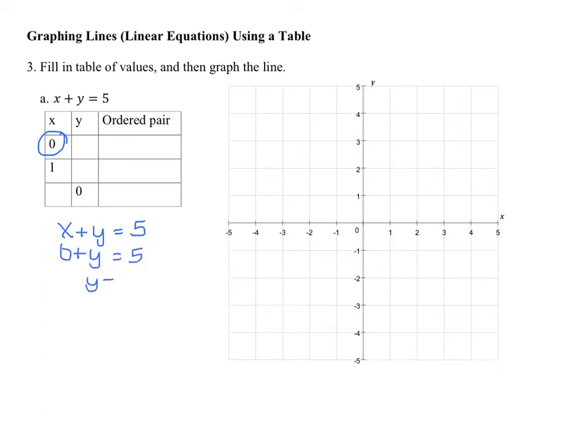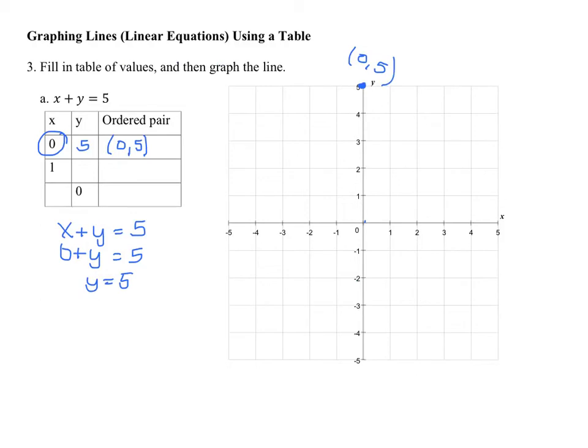So y is equal to 5. So the ordered pair is 0, 5. And I can graph that ordered pair because I know how to do it. Start at the origin, and I'm going to just go up 5. That's the point 0, 5.